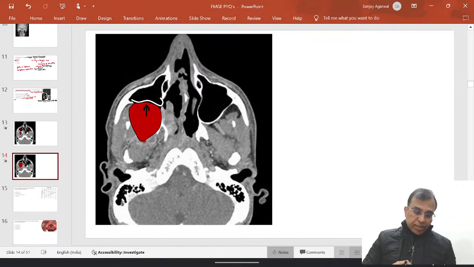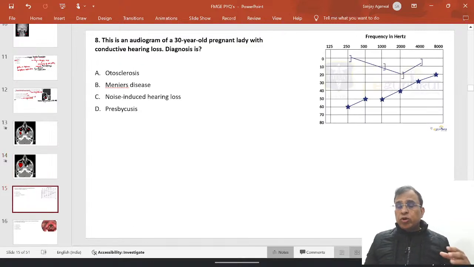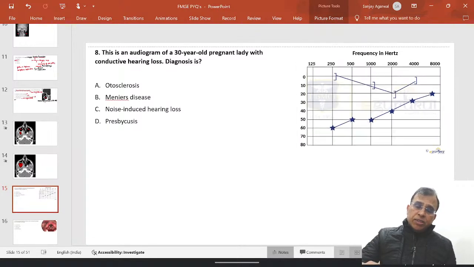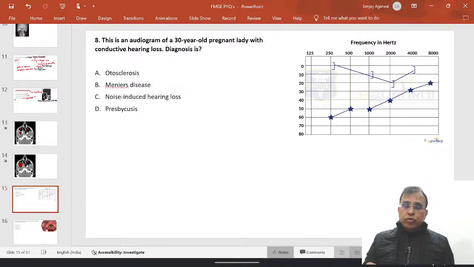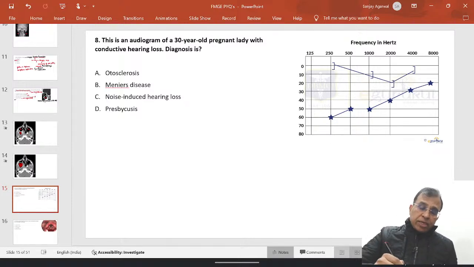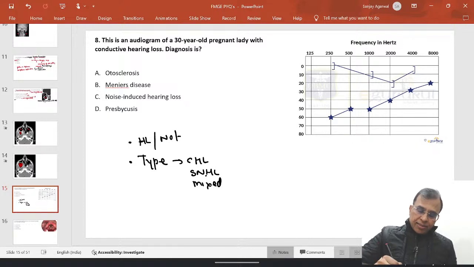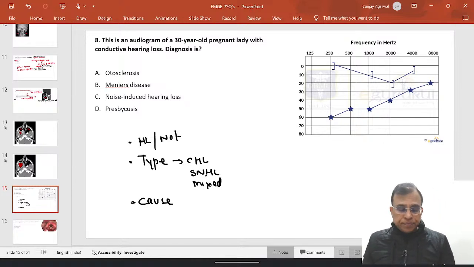Okay. Now recently they've been asking questions from audiometry very commonly. So this is an audiogram, and there are two or three things about the audiogram that you have to know. If they show you an audiogram, they may ask you questions like: is there hearing loss or not? HL, hearing loss, present or not, is one thing. The second thing is the type of hearing loss. Type means, is it CHL or SNHL or mixed loss? And the third thing they may ask is the cause of this audio diagnosis. What is the cause of the hearing loss?